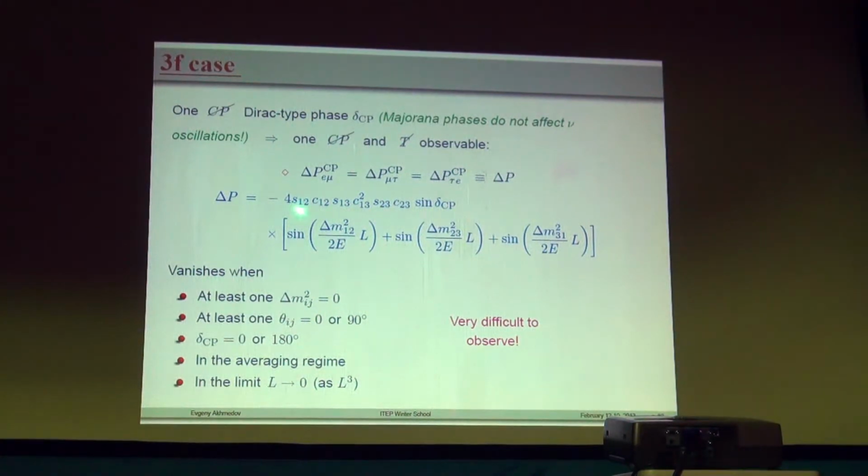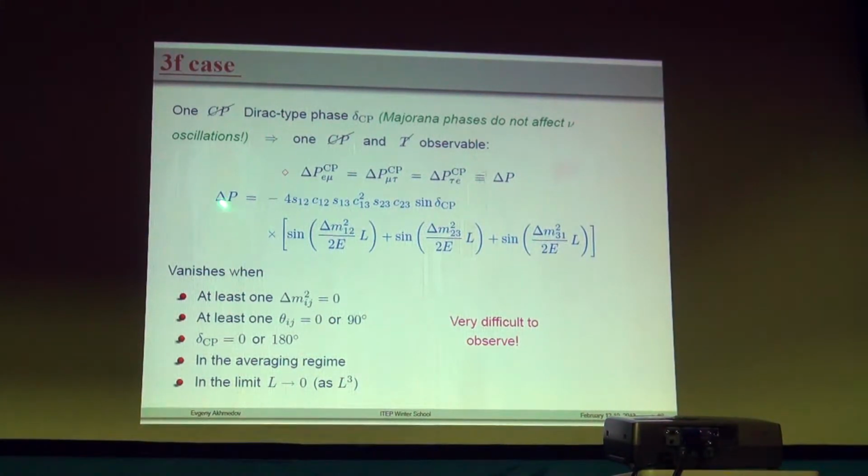For example, if delta m square 1,2 is 0, delta m square 2,3 is equal to minus delta m square 3,1, and these two terms cancel each other. This quantity vanishes if any of the mixing angles is either 0 or 90 degrees. So there are many limits in which this vanishes. And this explains why it is so difficult, in fact, to measure it experimentally. It's one of the reasons that this is actually a small quantity. We expect it to be a small quantity.